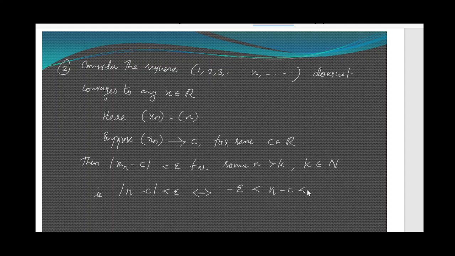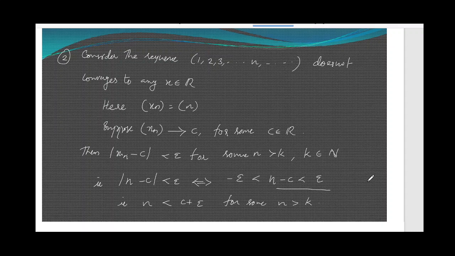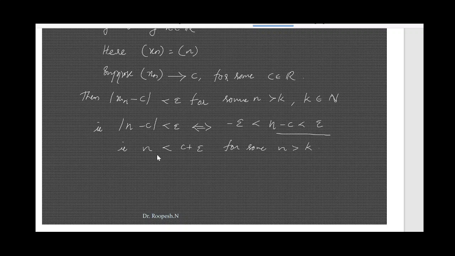N minus c less than epsilon, or that is what I'm getting from this quantity. N is less than c plus epsilon. What is n? Natural numbers, right? For some n greater than k. So what does this imply? This implies your n is bounded, right? Or which implies the set of natural numbers is bounded.